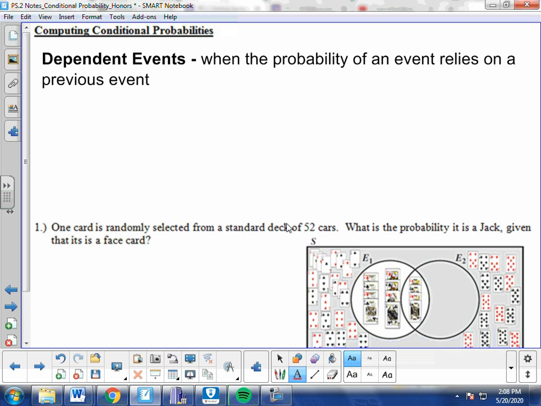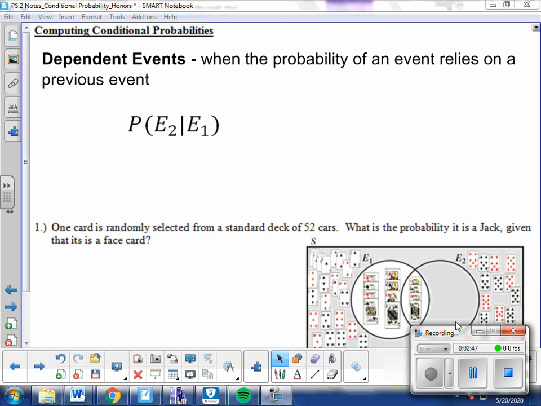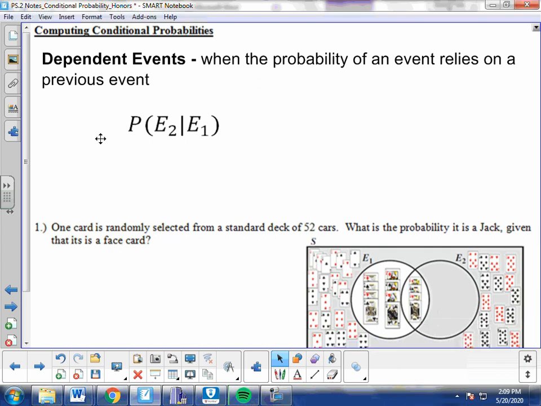So we have a notation for this, and it actually will lead to a formula. This is notation that we use to talk about dependent events. Basically what this vertical bar in the middle means is the word "given." So this is the probability of event 2 given event 1, meaning the probability of event 2 occurs based on event 1 happening. So let's take a look at an example of this.